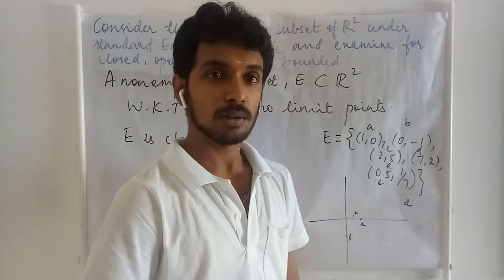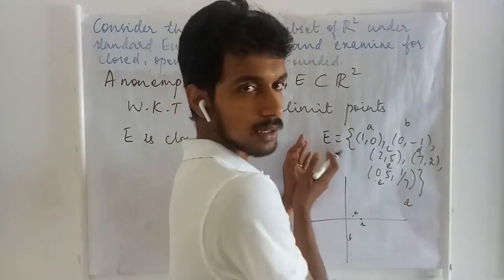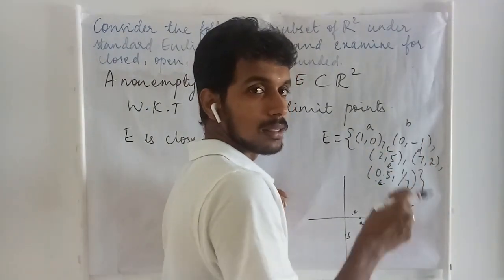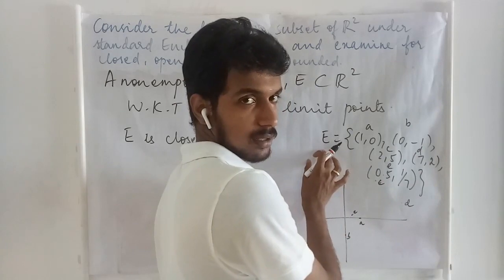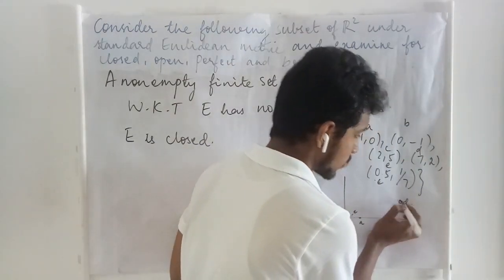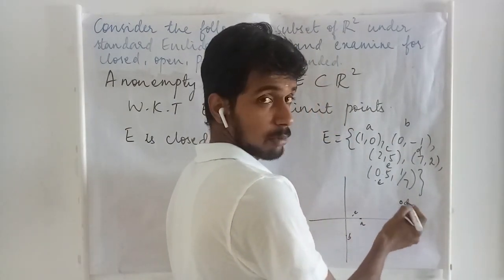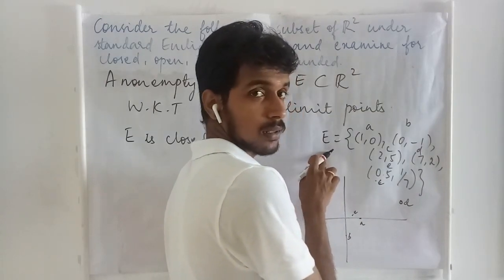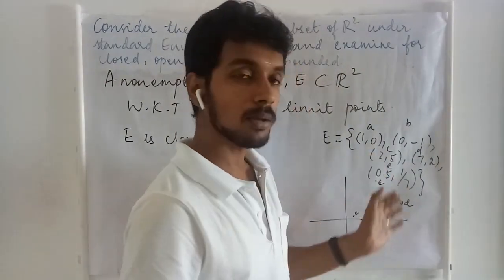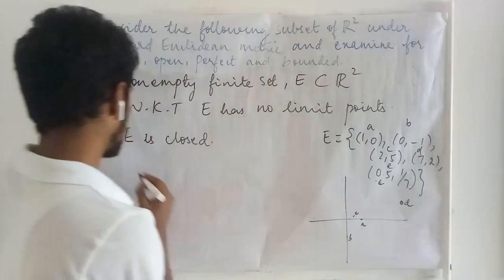In order to check whether this set is open, for all the points in the set, we need to identify some neighborhood that is completely contained in this set. Even if I take a very small neighborhood, except this point, none of the points in the neighborhood are members of E. So this point is not an interior point of E. Similarly, you can check that none of the points are interior points of E. Therefore, it is not open.